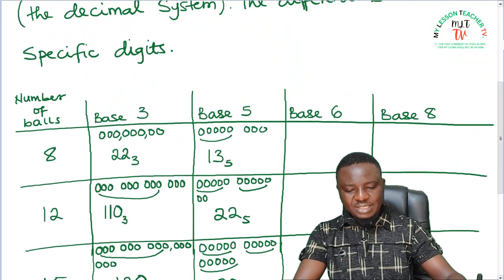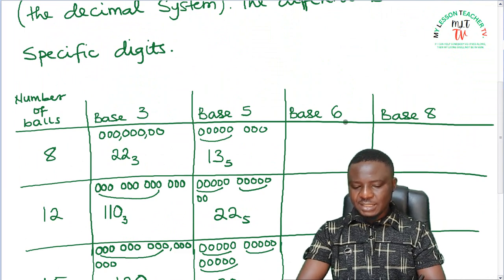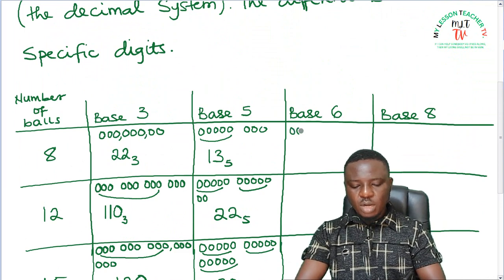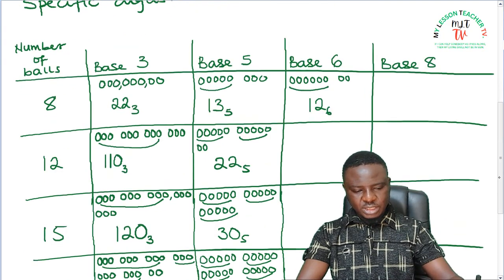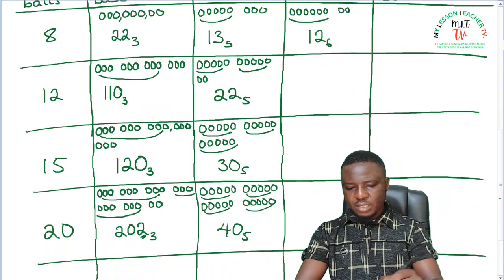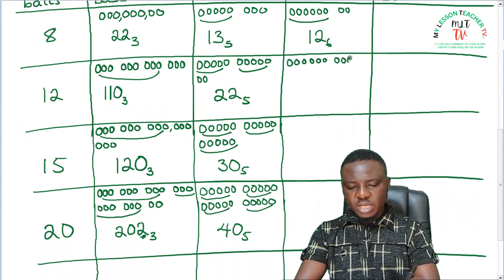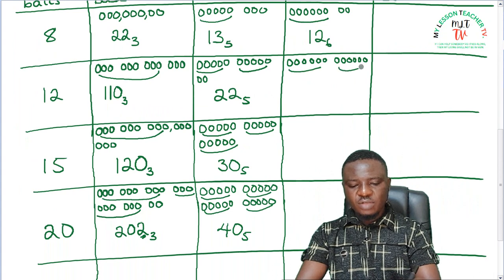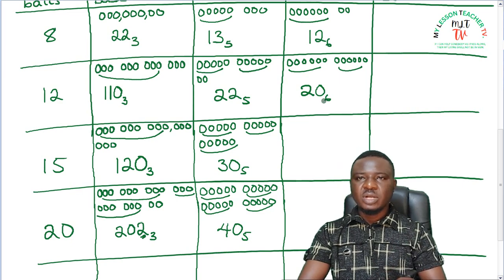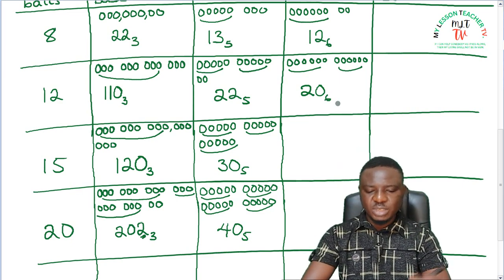But we are still using the tally system. To convert 8 to base 6, we count 1, 2, 3, 4, 5, 6, remainder 1, 2. So we have one group of 6, remainder 2. 8 is said to be 12 in base 6. To convert 12 to base 6, we count 1, 2, 3, 4, 5, 6, 7, 8, 9, 10, 11, 12. So we have two groups of 6, remainder 0, all in base 6. Remember, the base is written as a subscript.